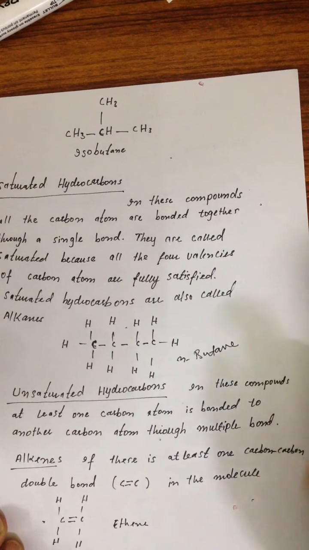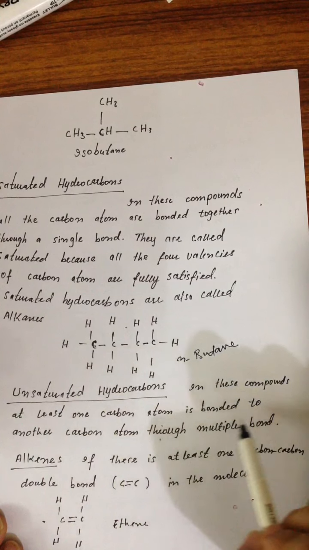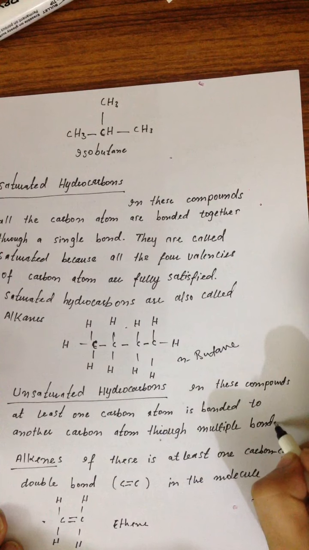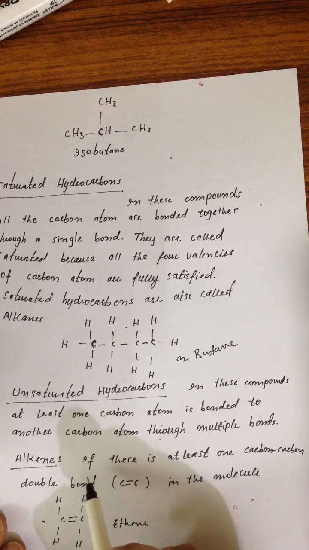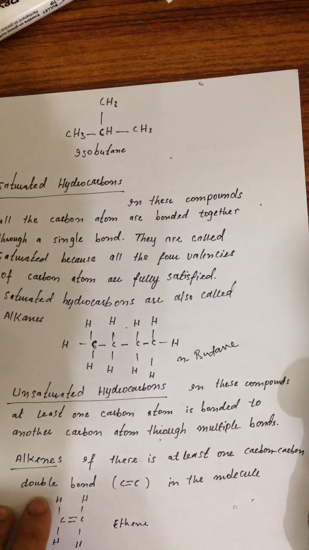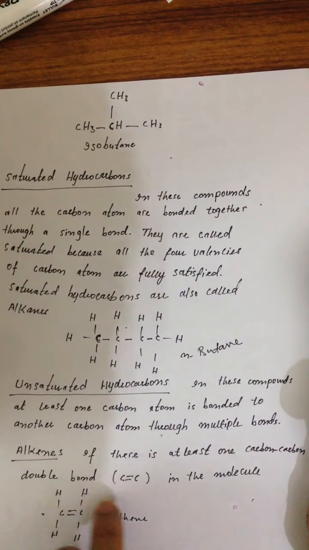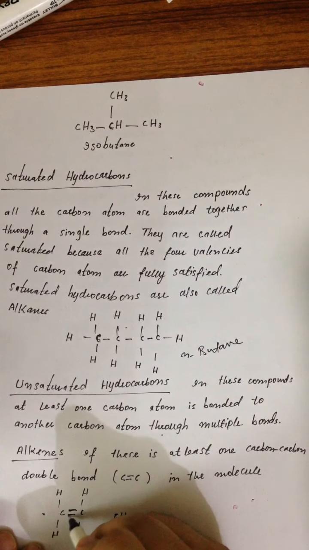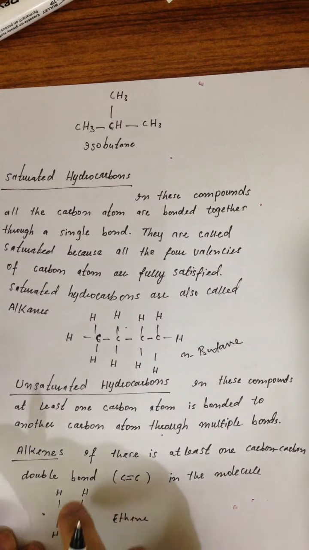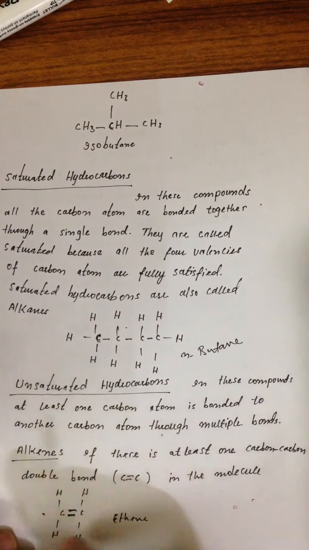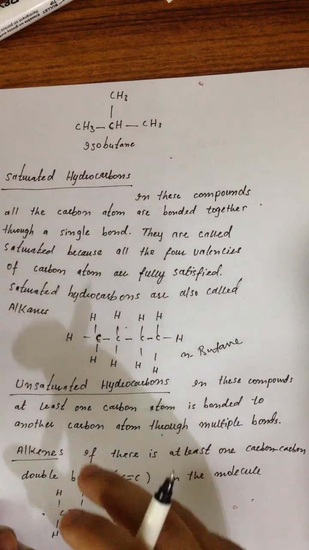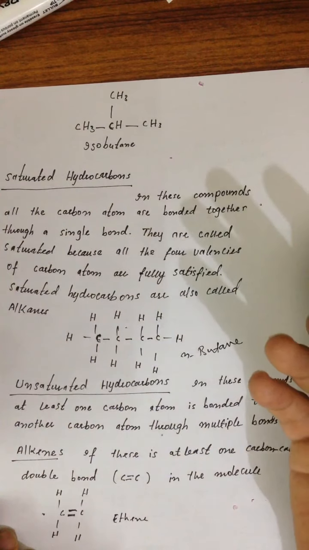Unsaturated hydrocarbons. In these compounds, at least one carbon atom is bonded to another carbon atom through multiple bonds. Alkenes. If there is at least one carbon-carbon double bond, then it is called an alkene. Just like this, there is at least one double bond in the skeleton of the molecule, so it will be called an alkene. It's going to be unsaturated. It can be converted into saturated compounds.